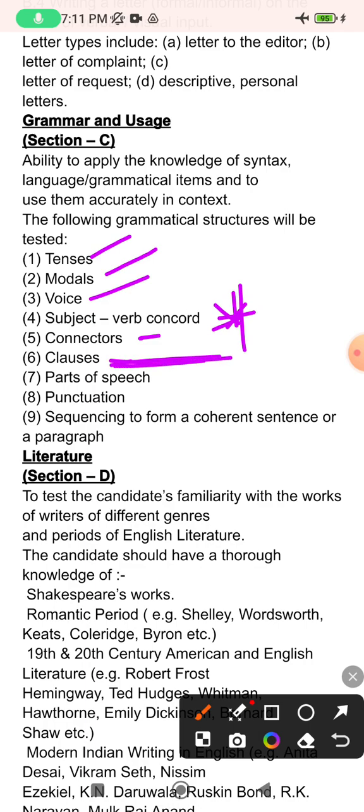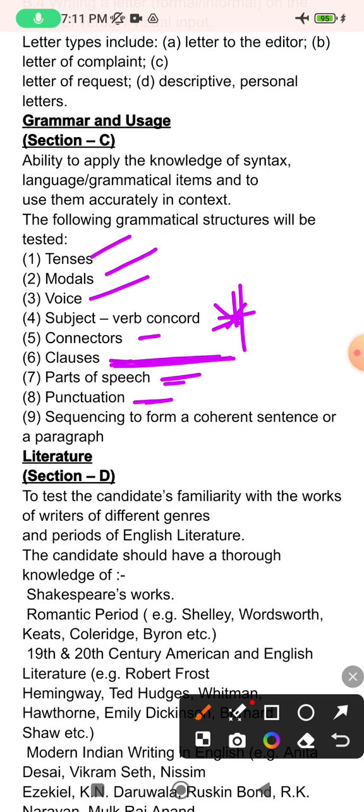Okay, clauses, whether dependent, independent, subordinate, or coordinate. Parts of speech: in KVS exam you will see different questions based on parts of speech, whether adverb, adjective, like this way. Punctuation marks in KVS exam also, you have to select the option that is used correctly with proper punctuation marks.